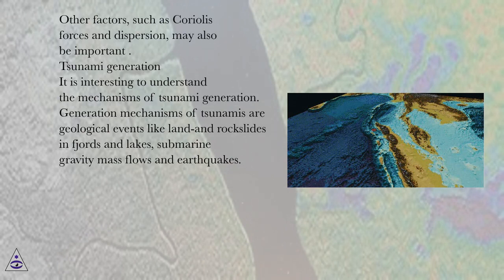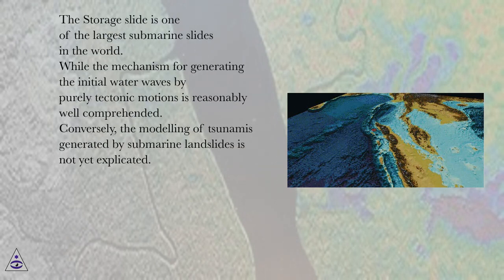Tsunami generation. It is interesting to understand the mechanisms of tsunami generation. Generation mechanisms of tsunamis are geological events like land and rock slides in fjords and lakes, submarine gravity mass flows, and earthquakes. The Storegga slide is one of the largest submarine slides in the world. While the mechanism for generating the initial water waves by purely tectonic motions is reasonably well comprehended, conversely, the modeling of tsunamis generated by submarine landslides is not yet explicated.